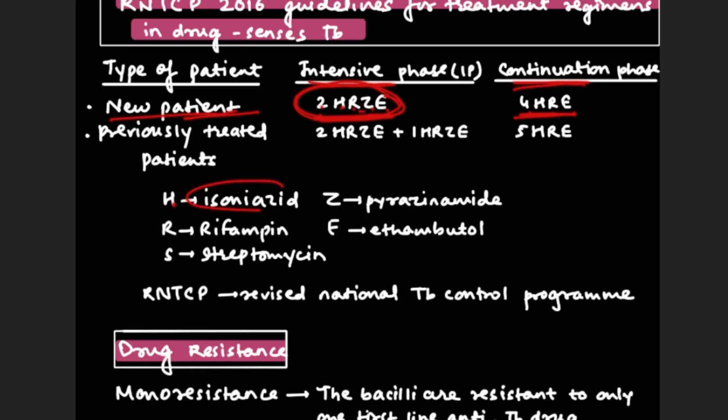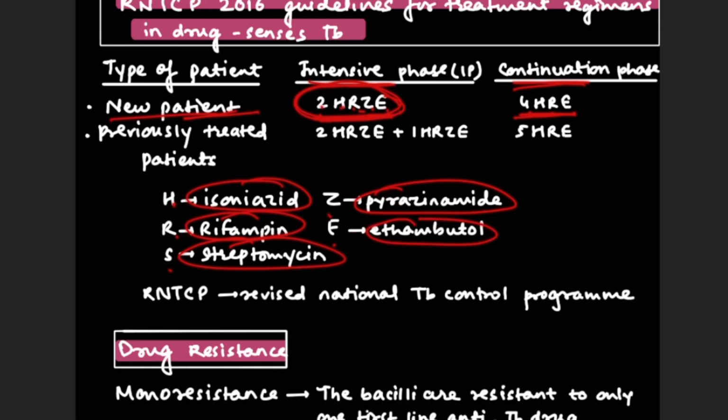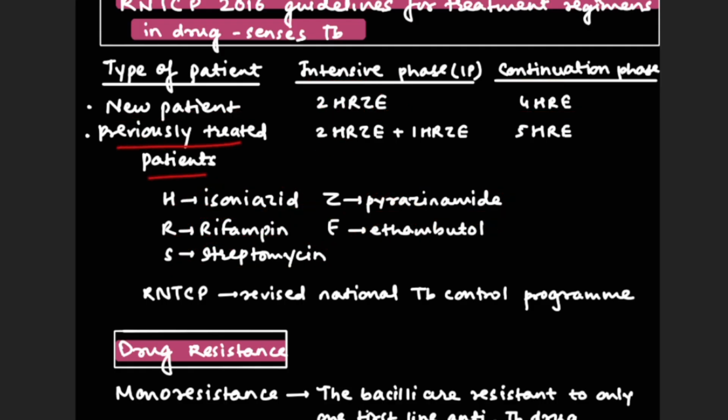So H means isoniazid, R means rifampin, S means streptomycin, Z means pyrazinamide and E means ethambutol. And this is for a previously treated patient. So here we give 2 HRZES plus 1 HRZE and in the continuation phase we give 5 HRE. So this was all about RNTCP, that is Revised National TB Control Program.